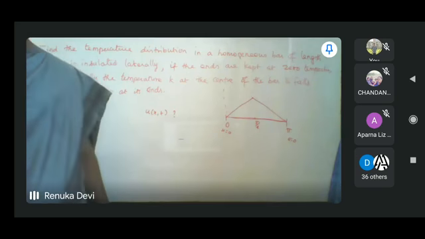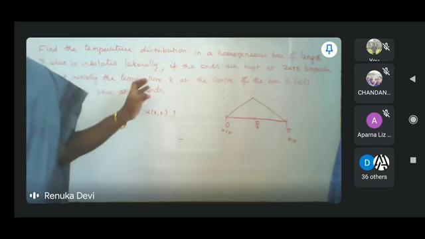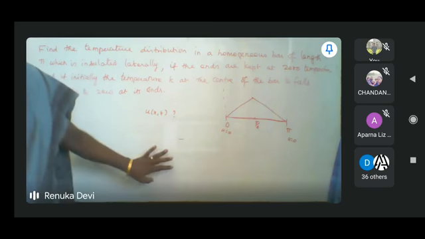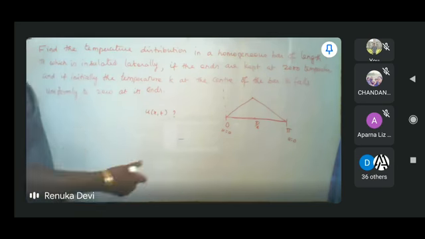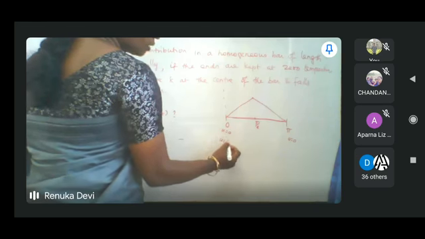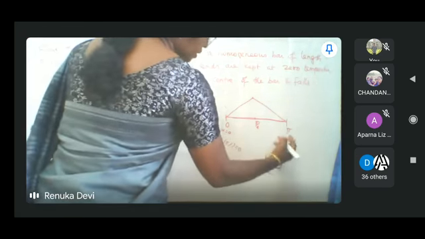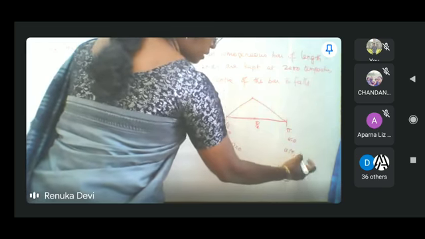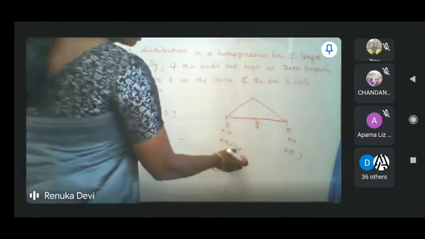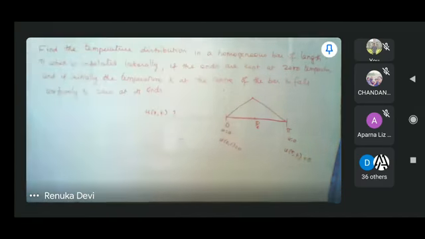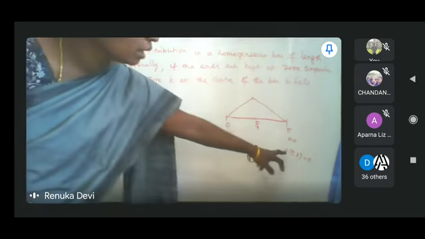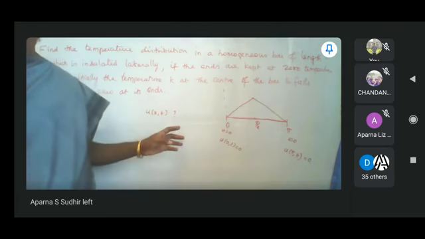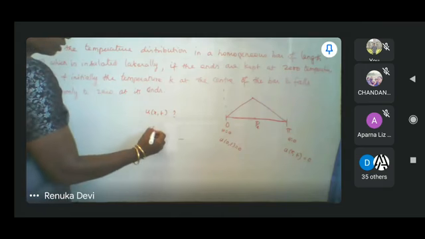The bar is homogeneous and laterally insulated. Therefore, the equation is dou u by dou t equal to c square into dou square u by dou x square. We have to solve this equation satisfying the conditions. Here u of 0 comma t is 0 and u of pi comma t is also 0, since at the endpoints the temperature is 0. These two are given. And one more thing we have to find as usual is u of x comma 0. How to find u of x comma 0?